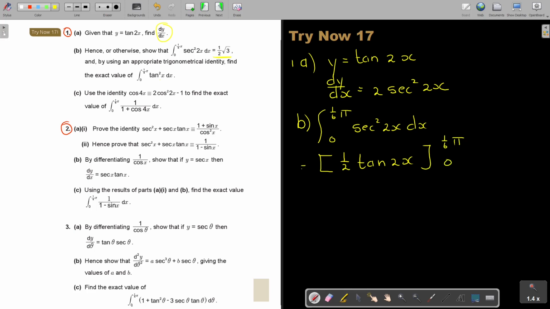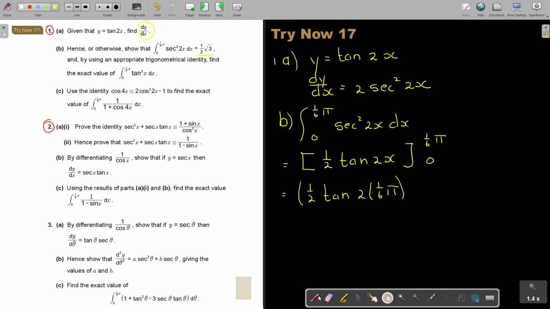And I'm going to substitute. So it's a half tan 2 times 1 over 6 pi, and then I'm substituting the other limit: minus a half tan 2 times 0. Okay, so it's a half tan, 2 over 6 is a third, so it's pi over 3 minus a half tan 0.